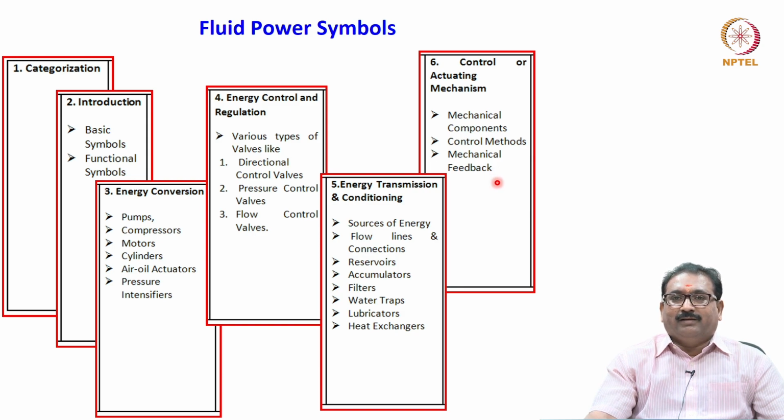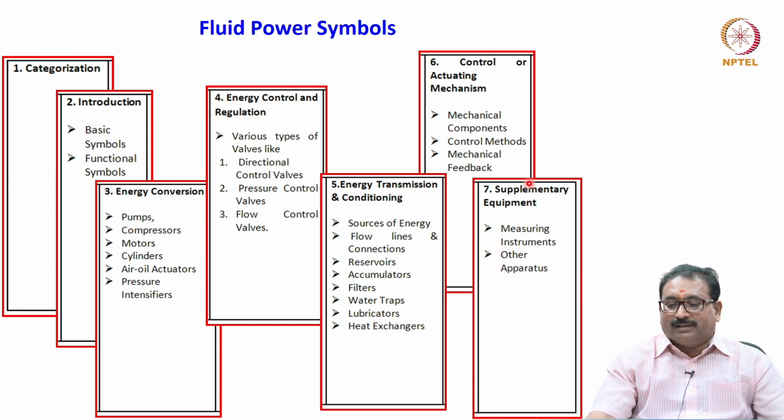Last but one, very important, is supplementary equipment for measuring instruments and other apparatus. These are the 7 categories used in the fluid power symbols.